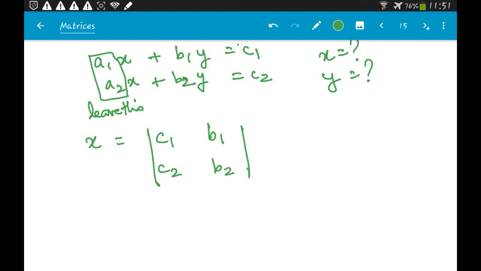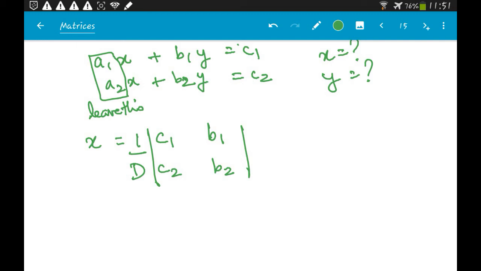So we will find the determinant of this equation and divide it by the determinant of M. So 1 by d into this. Okay, so this will be our x.